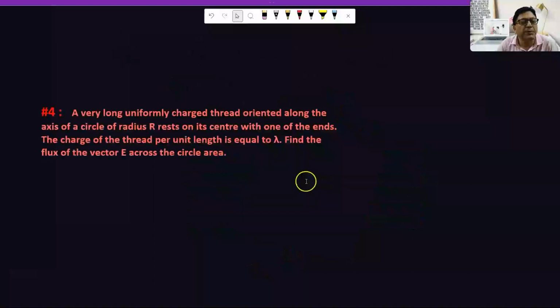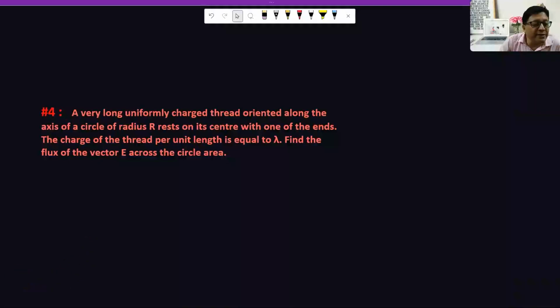You understand, I hope? A very long uniformly charged thread oriented along the axis of a circle of radius r rests on its center with one of the ends. Charge of the thread per unit length is equal to lambda. Find flux of electric field vector E across the circle area. The case may be a bit complicated.